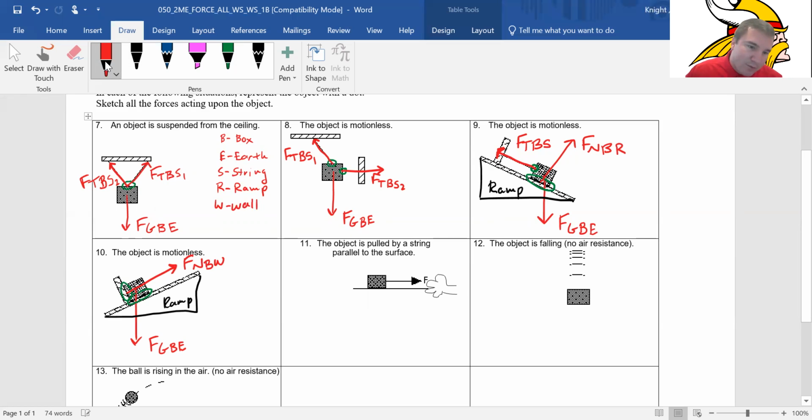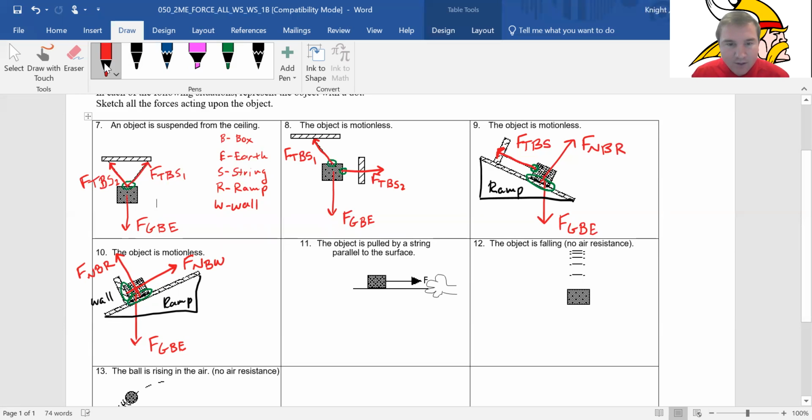And then the ramp is supporting it from the bottom up this way. So we get a normal force on the box because of the ramp, right? I can also label the wall here to let me know, right? This is a wall. And there we go. We've got our two contact points and our non-contact, right? That's all that we need.